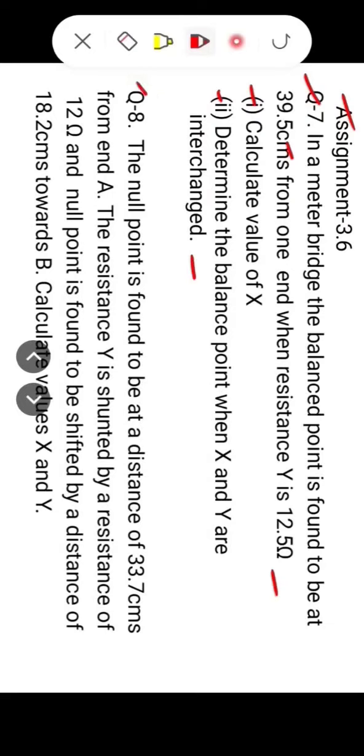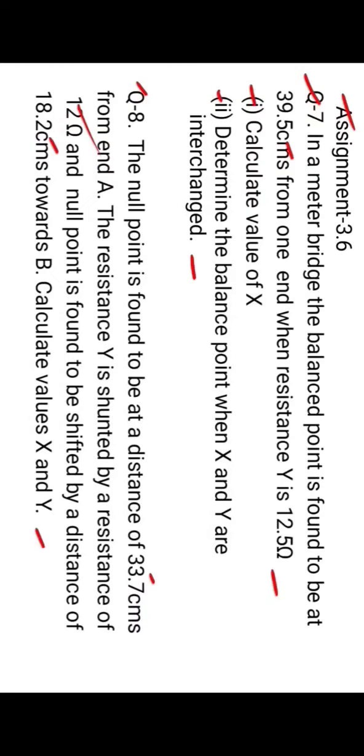The null point is found to be at a distance of 33.7 cm from end A. The resistance Y is shunted by a resistance of 12 ohm and null point is found to be shifted by a distance of 18.2 cm towards B. Calculate values of X and Y.